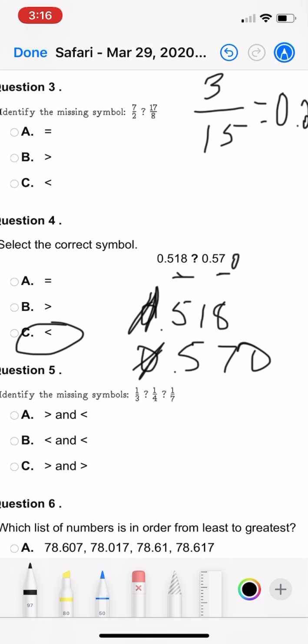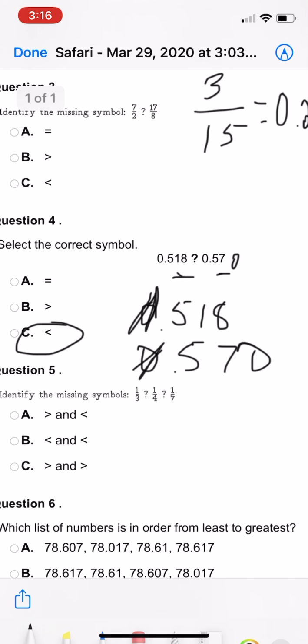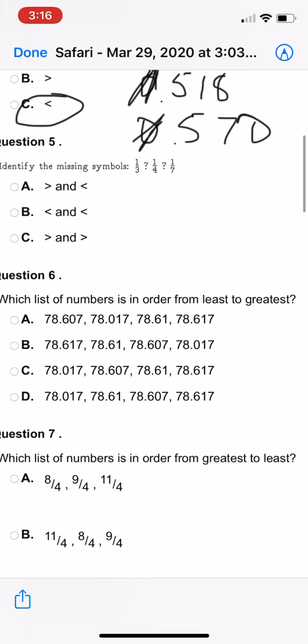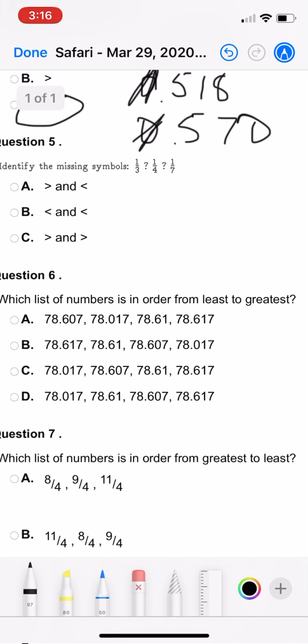Another thing we could do, another question that they might ask, is to identify numbers, 3 sets of numbers. So what you would have to do here is change all 3 of these fractions into decimals. So you have 1 over 3, 1 over 4, and 1 over 7.